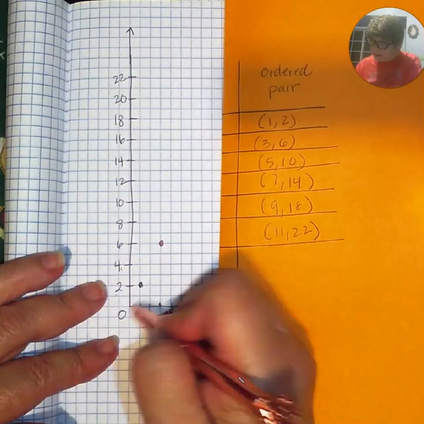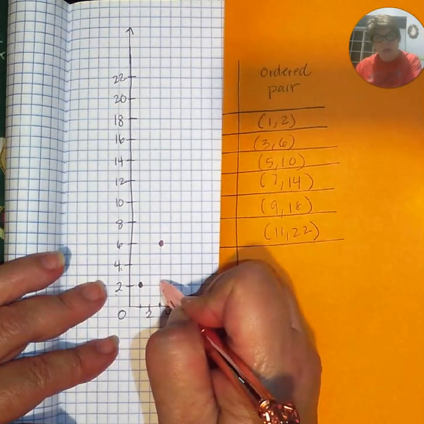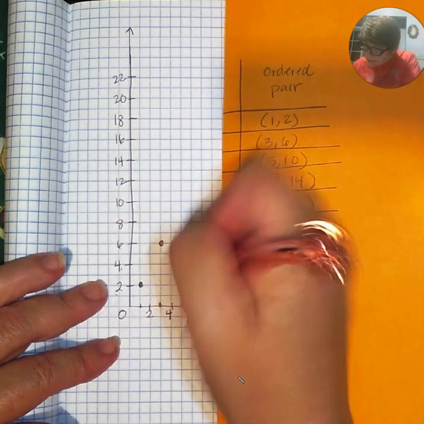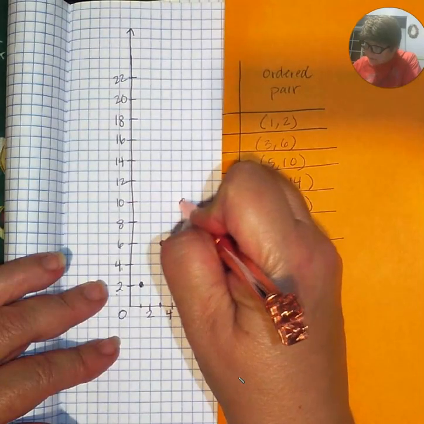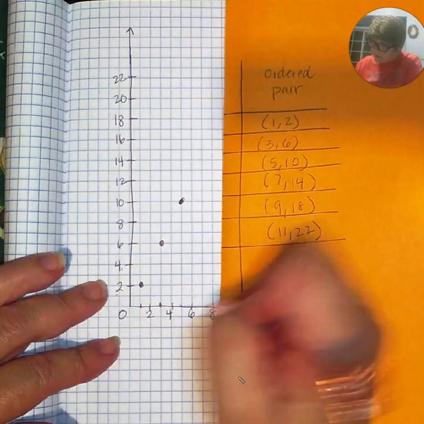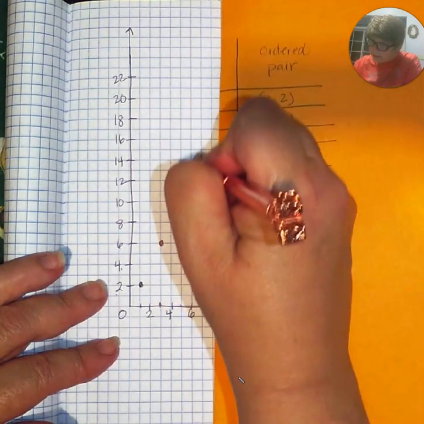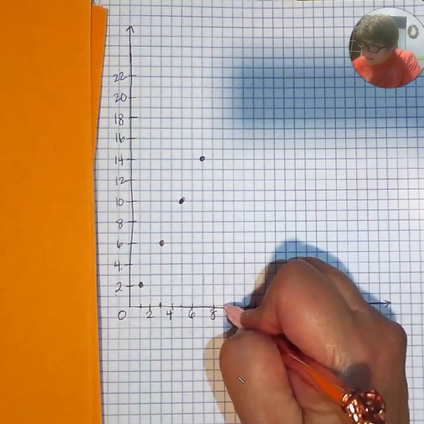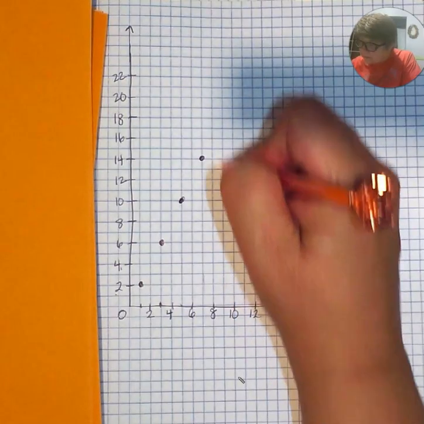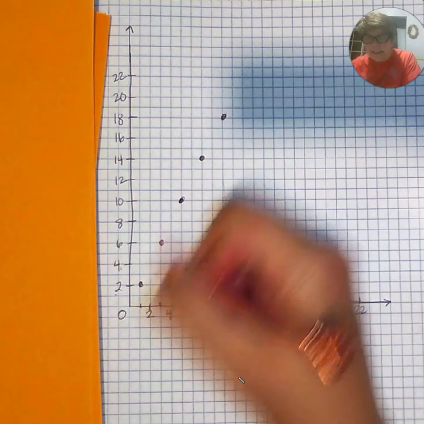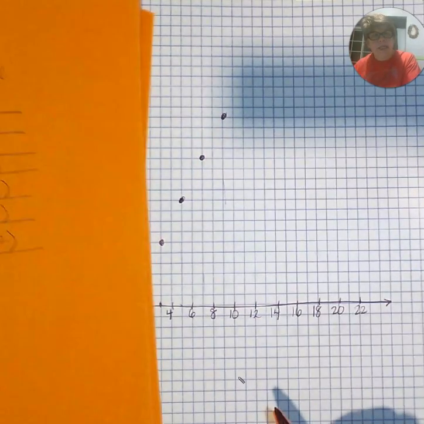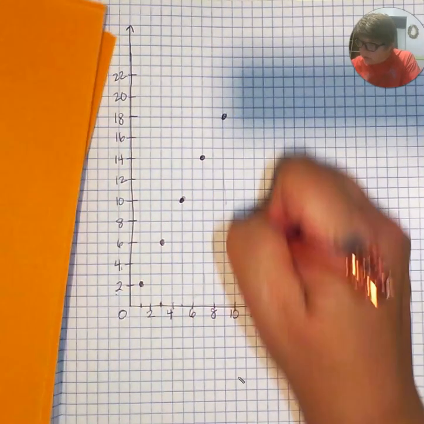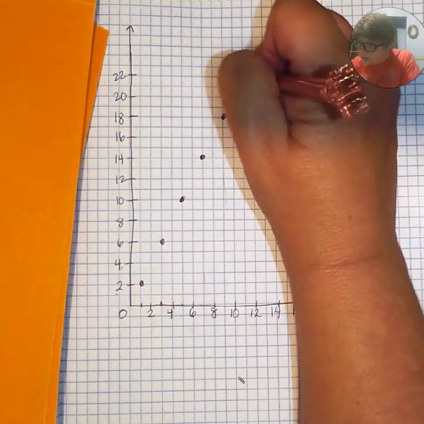Okay, so we can see that our line is going to be pretty steep because we're going across 2 and up 4. So let's go 5 and up to 10, checking very carefully, making sure that we're doing it right. 7 and up to 14. There we go. And 9 and up to 18. Double checking that they're in a line. That's going to help. And 11 all the way up to 22.